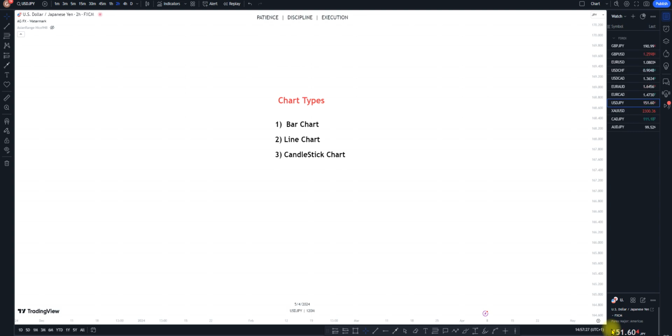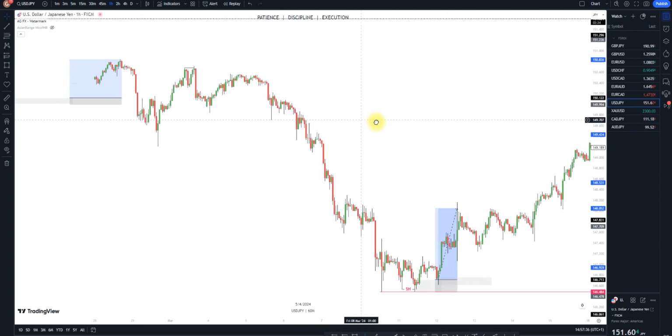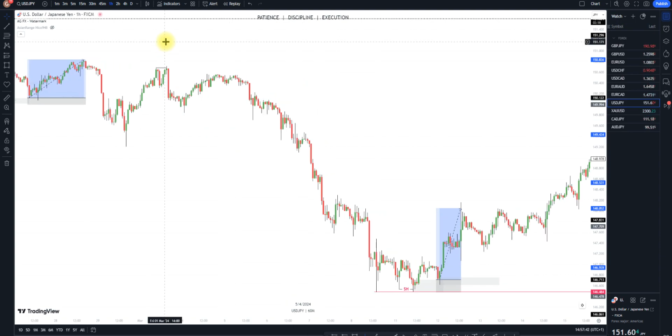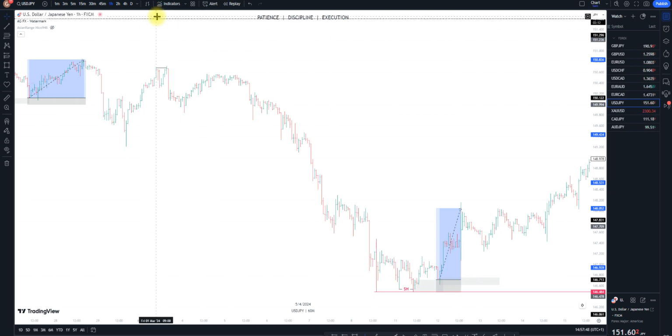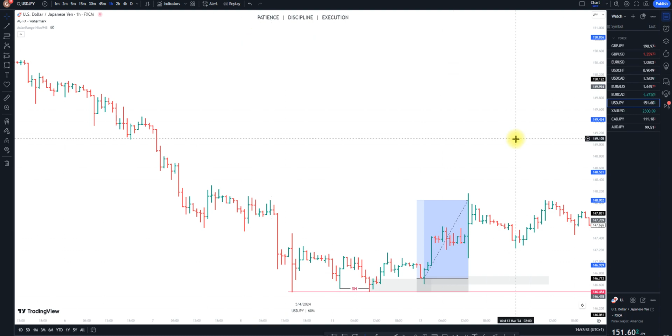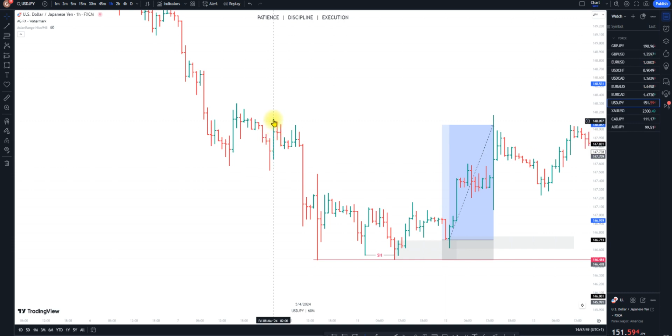So let's quickly see how a bar chart looks. If we check this particular USD JPY chart, we can see that we have candlesticks here. We can change it. If we are using TradingView, we go here, then we select bars. Now we can see the bars here. The green bars indicate a bullish bar, while the red bars indicate a bearish bar. That is, this is like a selling momentum here.